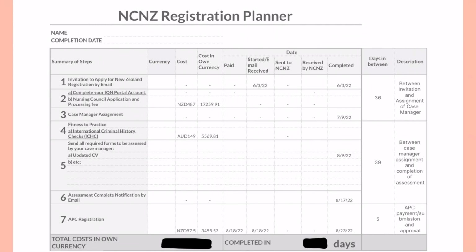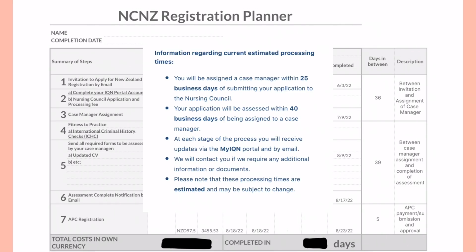The third step in this process is for you to be assigned a case manager. So for my case, I was assigned a case manager on July 9, and it took me around 36 days from the invitation email. But do note that in the first email, they will let you know roughly how many days is the processing time. So for example, how long will you be assigned a case manager? How long will your application be assessed?